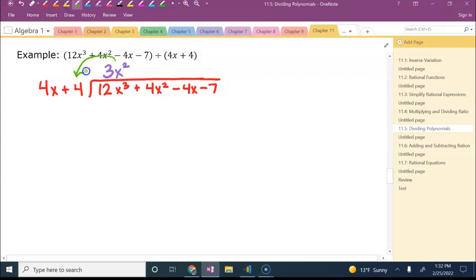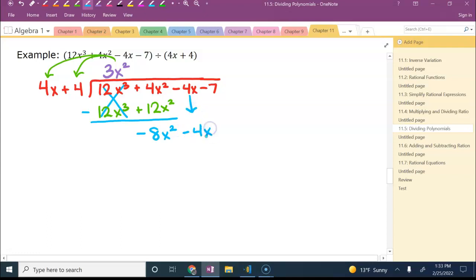Then again, we're going to distribute. So 4x times 3x squared should be 12x to the third. Again, I want to make sure that these match. And then 4 times 3x squared would be 12x squared. And that goes right underneath that 4x squared there. Now we're going to subtract. So those 12x to the thirds are gone. 4x squared minus 12x squared would be negative 8x squared, and then you need to bring down the next term. So bring down that minus 4x. So you can see all my steps there were the exact same as what we were doing up above.